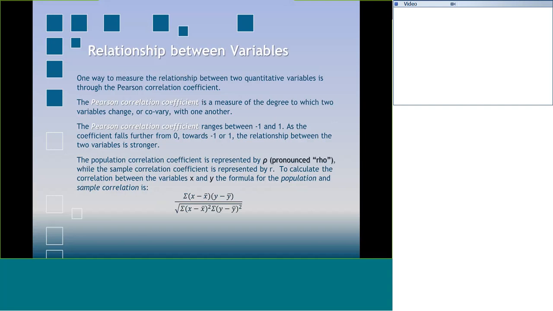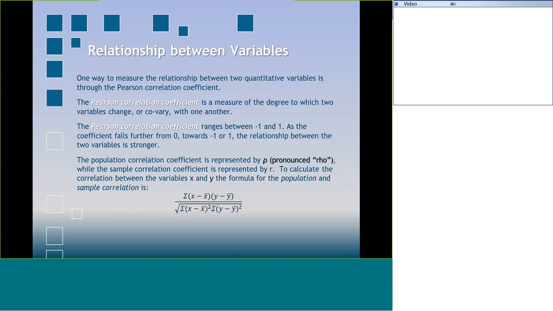To this point, we have discussed how we can describe a single variable. Often, it is of interest examining the relationship between two variables. One way to measure the relationship between two quantitative variables is through the Pearson correlation coefficient. The Pearson correlation coefficient is a measure of the degree to which two variables change or covary with one another. It is important to note that this is a measure of linear change. That is, does one variable consistently increase or decrease as the other variable changes? As a simple example, think of the relationship between one's height and weight. As height increases, one's weight generally increases as well. The Pearson correlation coefficient provides a method for quantifying this relationship.